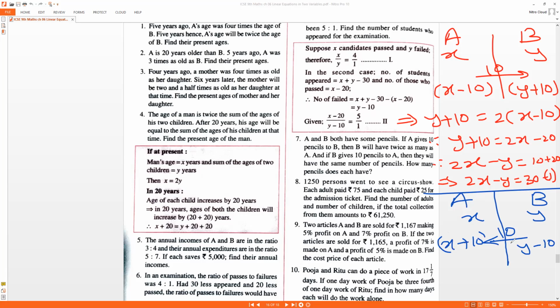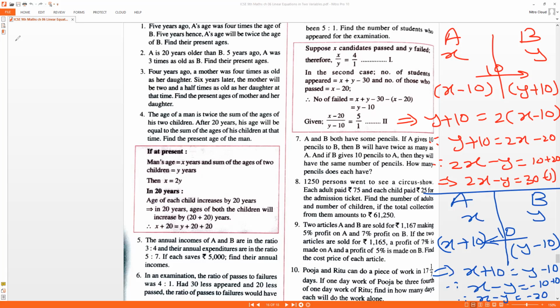And now what is the condition? Then they will have the same number of pencils. X plus 10 is equal to Y minus 10. Correct. So X minus Y is equal to minus 10 minus 10. So you get X minus Y is equal to minus 20. Yes, sir. So this is equation 2.